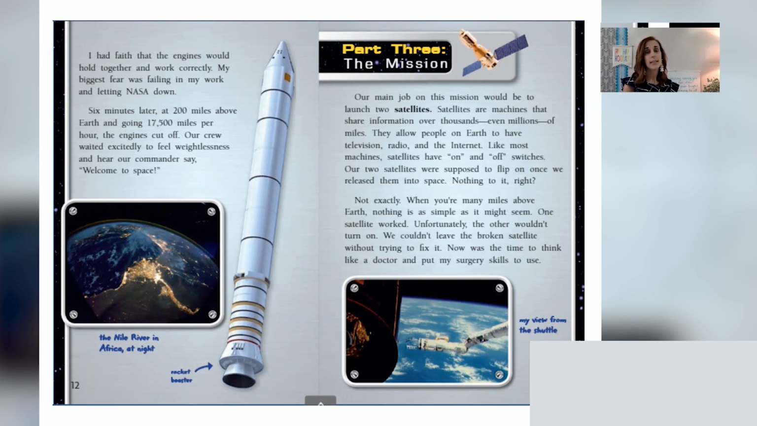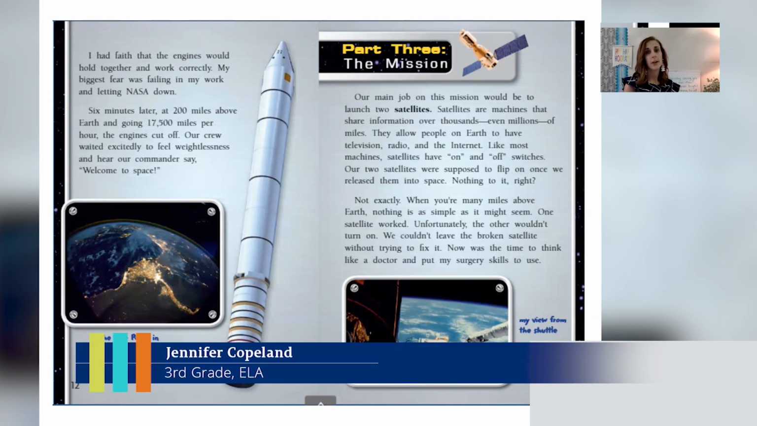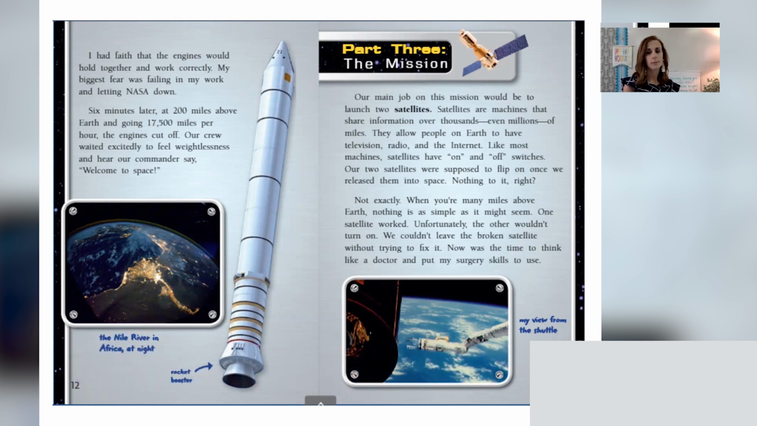Like most machines, satellites have on and off switches. Our 2 satellites were supposed to flip on once we released them into space. Nothing to it, right? Not exactly. When you're many miles above Earth, nothing is as simple as it might seem. One satellite worked. Unfortunately, the other one wouldn't turn on.